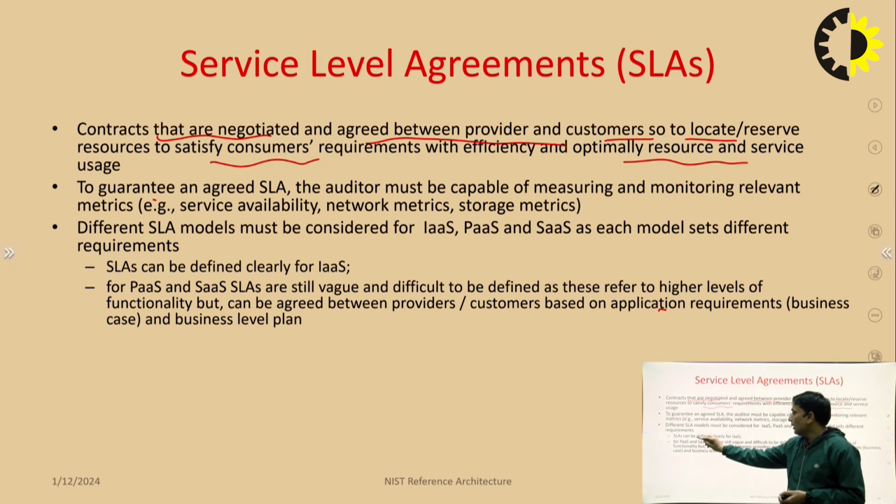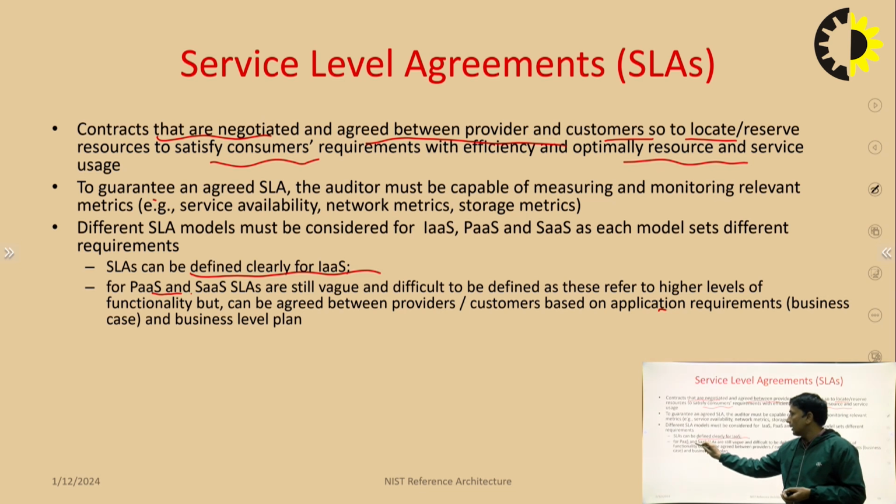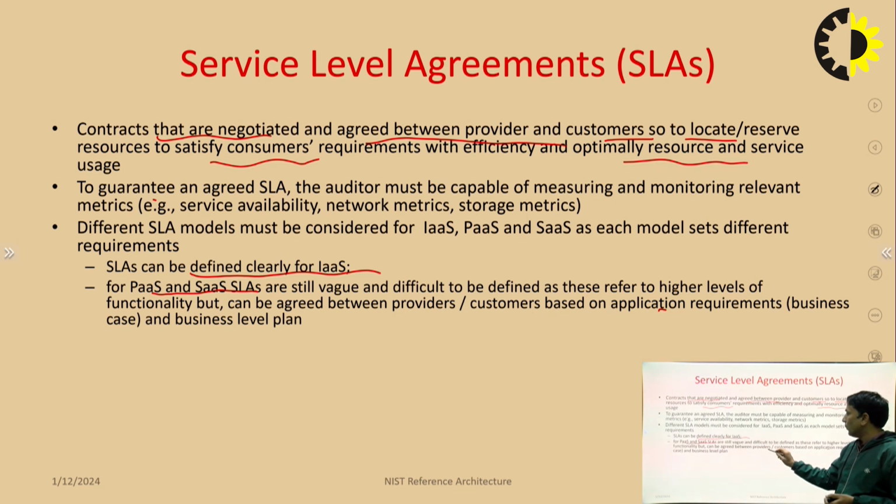SLA can be defined clearly for IaaS, infrastructure as a service. For infrastructure as a service, these SLAs are well documented and well defined. But for PaaS and SaaS, SLAs are still vague and difficult to define, as these refer to a higher level of functionality, but can be agreed between provider and customer based on the application, use cases, requirements, and business level plan.